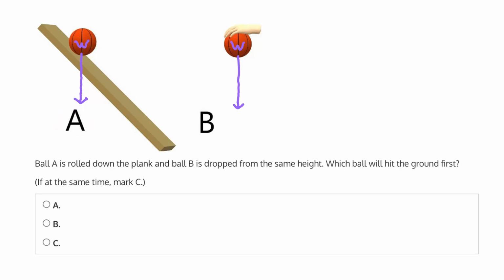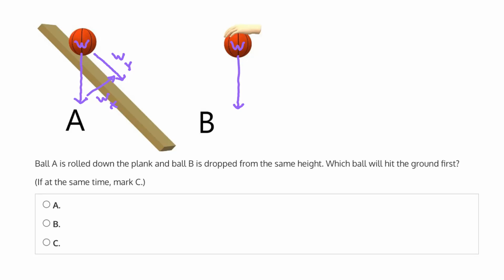Because it's on the plank, that force will be split into two components. We have the component that's responsible for seeing the ball move down the ramp, so we can call that the y component of the weight. And then we have the x component of the weight, which again is not contributing to the downward force. In fact, it's somewhat opposing that motion. Now, because of this, B is going to accelerate faster and therefore hit the ground more quickly.